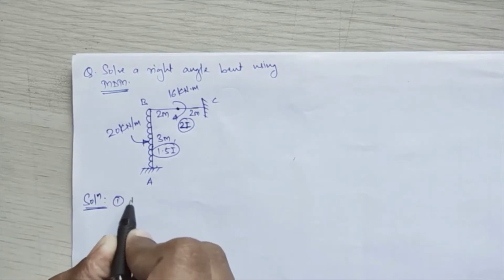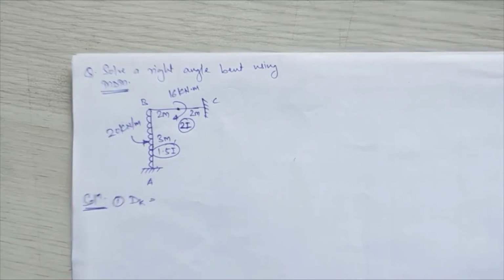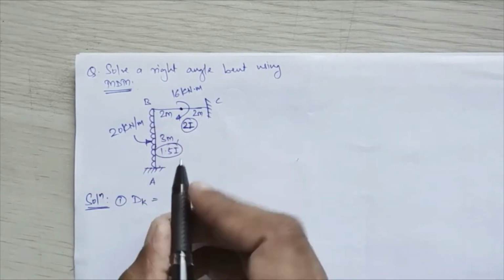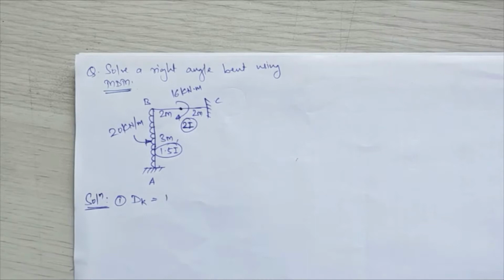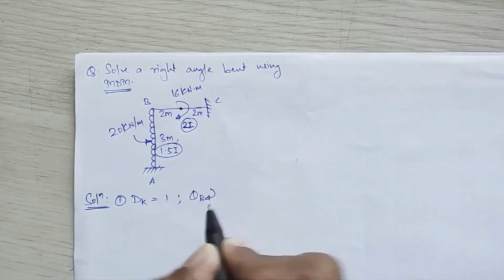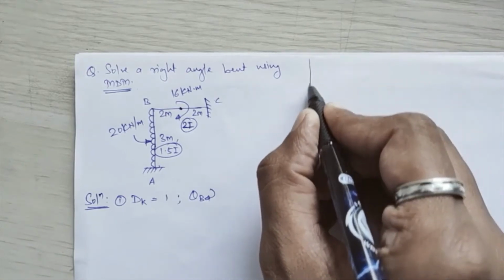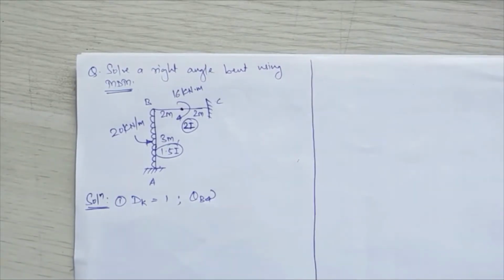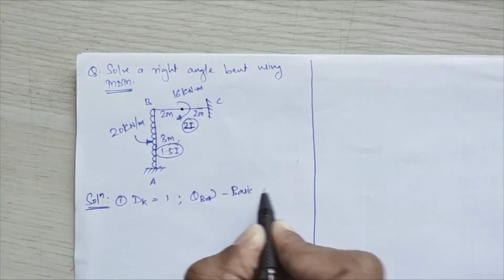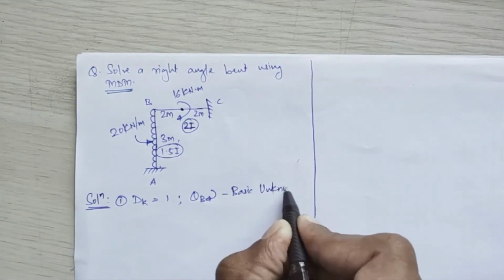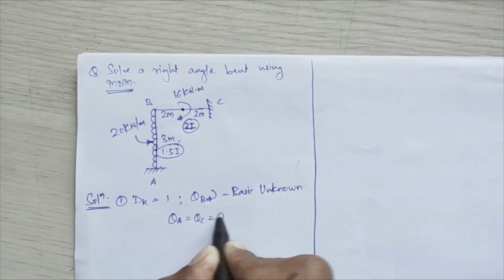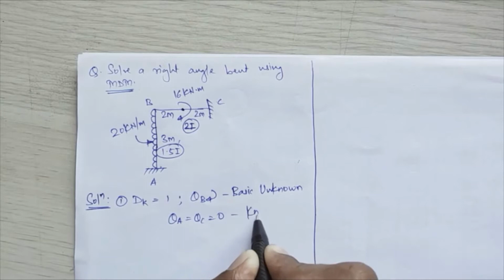So the initial step, that is your first step, you have to calculate the degree of kinematic indeterminacy. We have calculated it many times, so directly you can say that for this frame it will be equal to 1, which is nothing but theta B, which will be your basic unknown. Here I am writing as basic unknown, and basic known values, that is theta A and theta C, will remain 0.